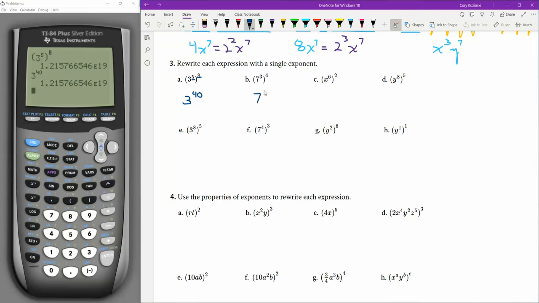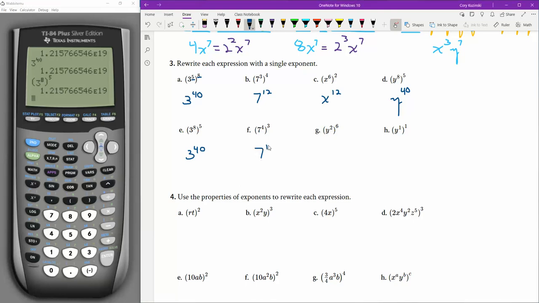This is 7 to the 12th because 3 times 4 is 12. This is x to the 12th because 6 times 2 is 12. This is y to the 40th because 8 times 5 is 40. This is 3 to the 40th. That's interesting. So if you switch the 8 and the 5 around, it's 3 to the 8th to the 5th. Same number again.